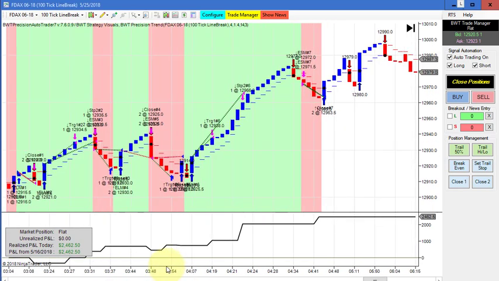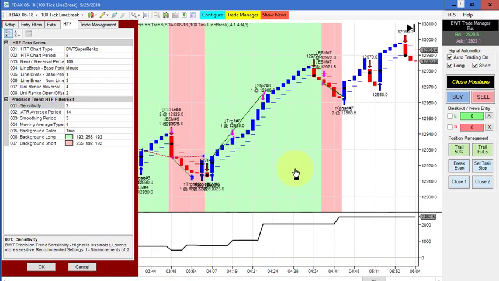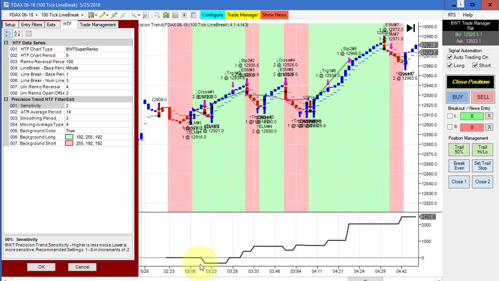On the DAX 100-tick line break chart, we have a higher time frame filter of Super Renko 8, and the sensitivity, before I was showing this, it was doing pretty well, but the sensitivity was really high, set at 14, and that was probably a mistake. I probably meant to set it at 1.4, and consequently it was pretty much taking trades in one direction because the higher time frame had an extreme high sensitivity, meaning it wasn't reacting to swings very much.